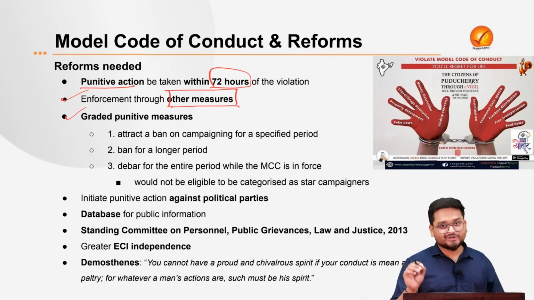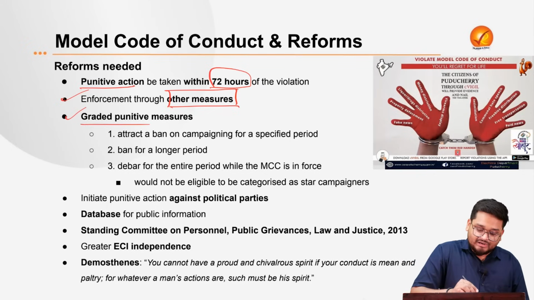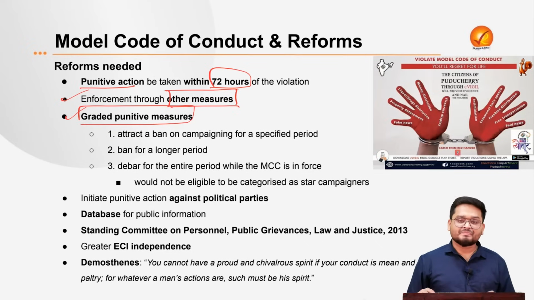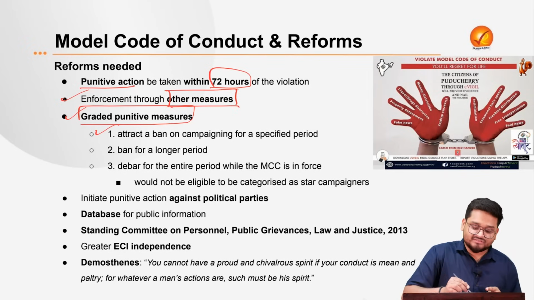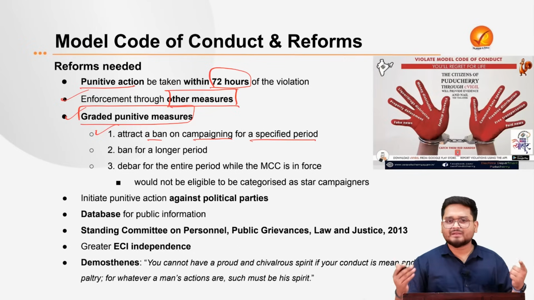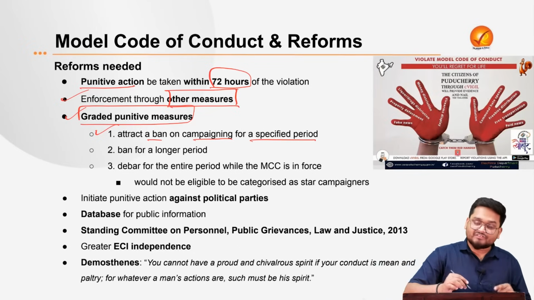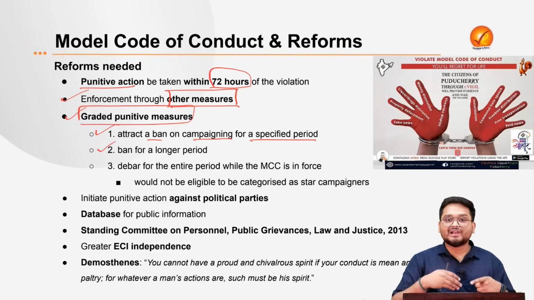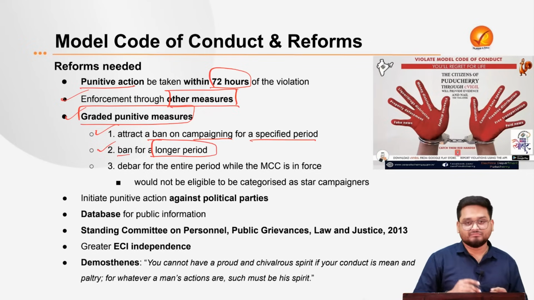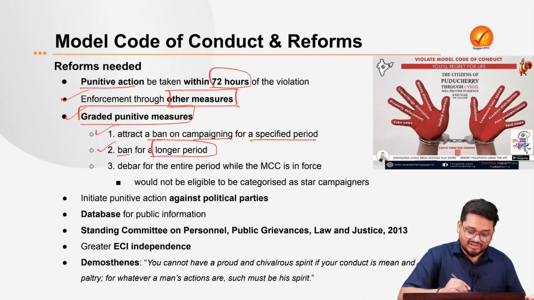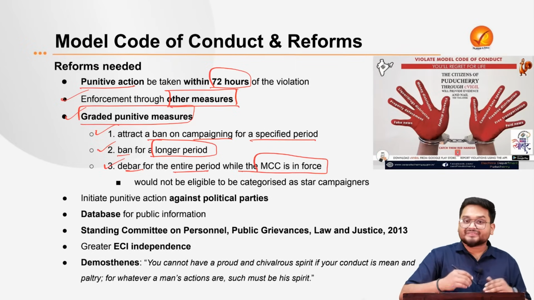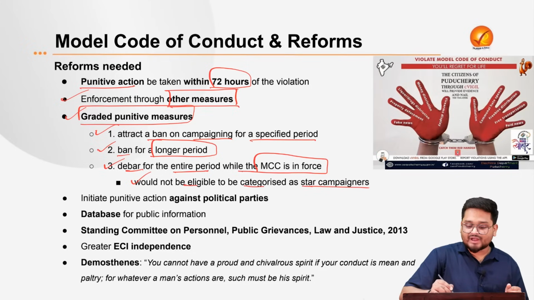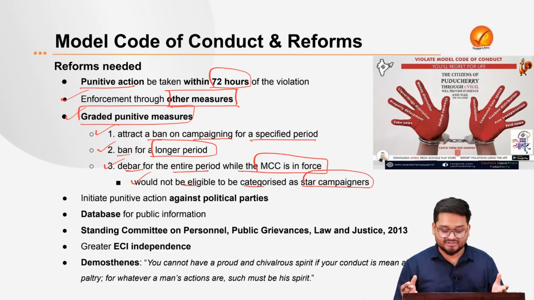Next, the author has beautifully given a very important step here. He talks about this step as graded punitive measure. That means if any candidate or any political party has violated the MCC, they must be given three options. Firstly, the initial penalty must be, say, a ban on campaigning for a specific period. This can be for a period of 3 days, 1 week, or so on. Even after this, if they have violated the MCC again, they will be banned for a longer period, right? After this, if the violation is persisting, they will be totally debarred for the entire period while the MCC is in force. And here, they should not be eligible to be categorized as star campaigners for any political parties.